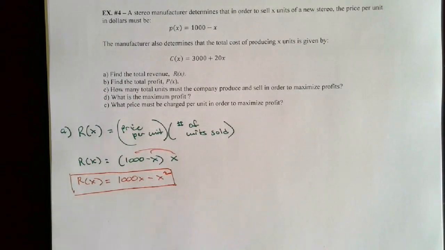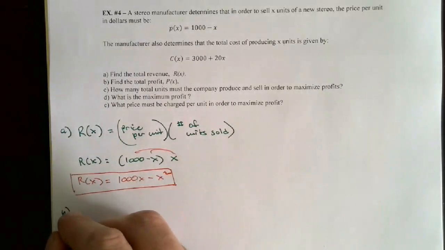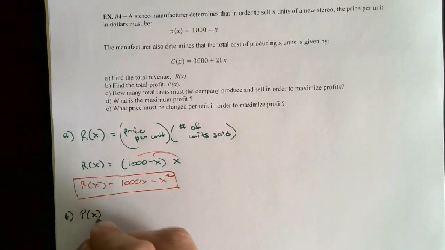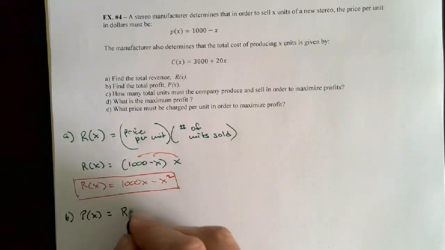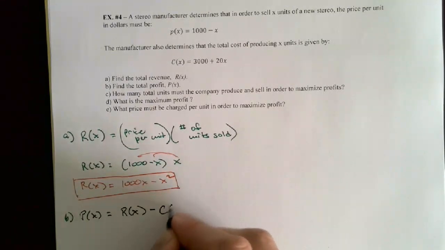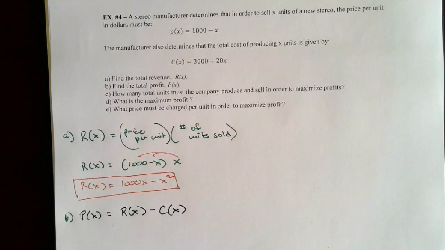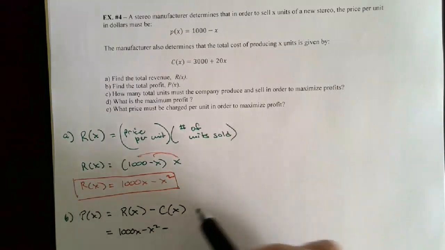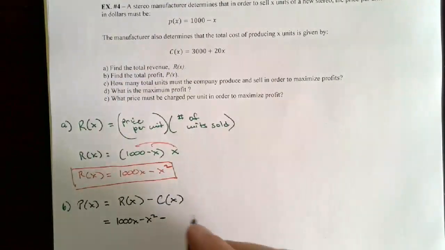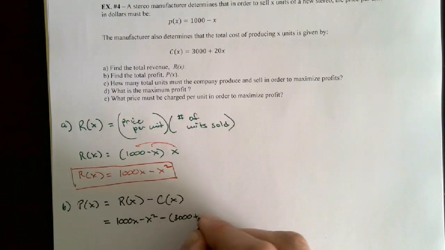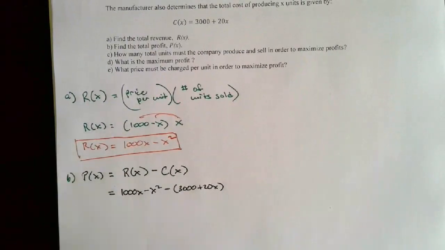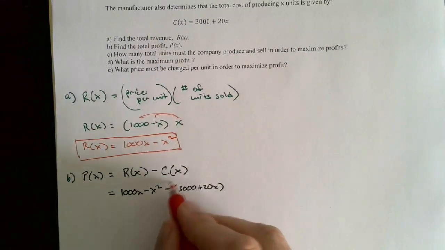Part B says to find the total profit, P of X. Well, the profit is equal to what? Well, it's equal to the revenue, all the money you bring in, minus the cost, how much it costs you to produce. And we just are going to fill in with what we have. R of X, we just found in the last example, is 1,000x minus x squared, minus C of X. Well, C of X is this 3,000 plus 20x. And you want to make sure when you're writing that, you have parentheses around it because that negative belongs to all of it. And then we'll distribute the negative through here.